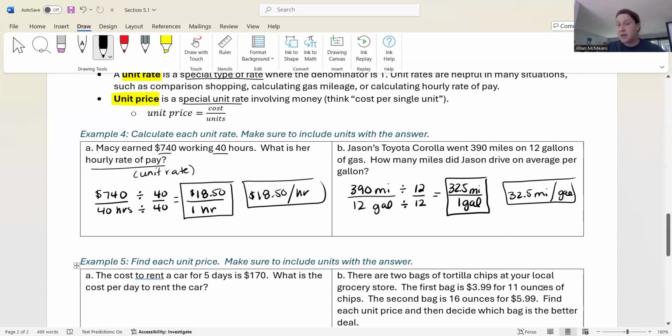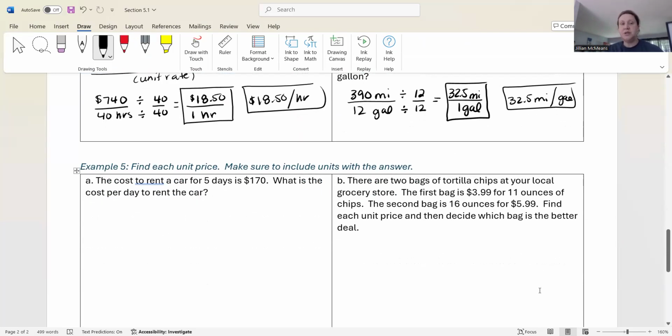Now, for example 5, we're going to look at unit prices. When you're dealing with unit prices, you're finding out the cost per single unit of some kind of item. And sometimes you'll do comparison shopping with unit prices. That's what we're going to look at in part B of this example. Example 5 says find each unit price. Make sure to include units with the answer.